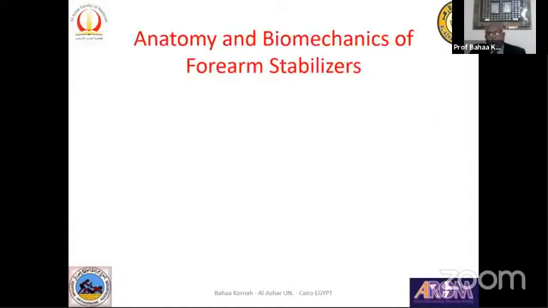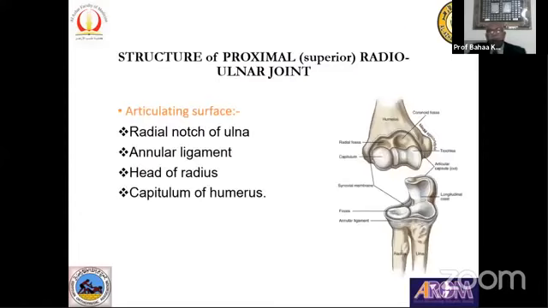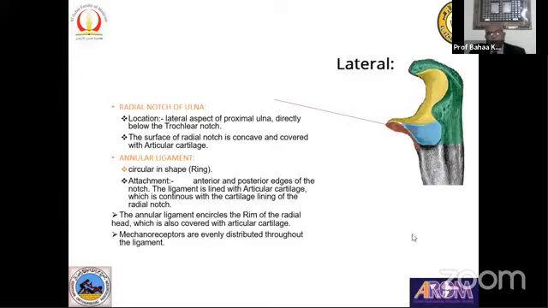So for the anatomy and biomechanics of the forearm stabilizers, we have to know the structure of the proximal or superior radioulnar joint. The articular surface is composed of the radial notch of the ulna, the annular ligament, the head of the radius, and the capitulum of the humerus. Very important, the radial notch is located on the lateral aspect of the proximal ulna, and the annular ligament is circular in shape, a ring surrounding the head of the radius.